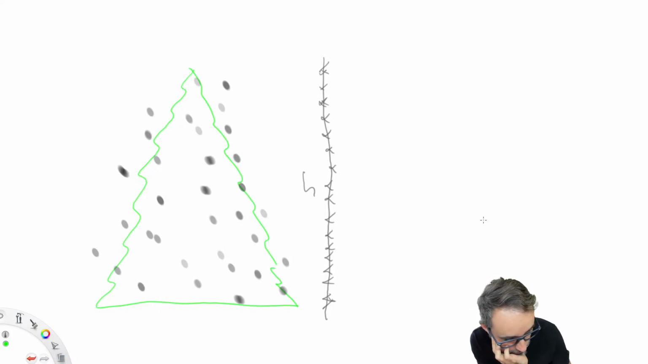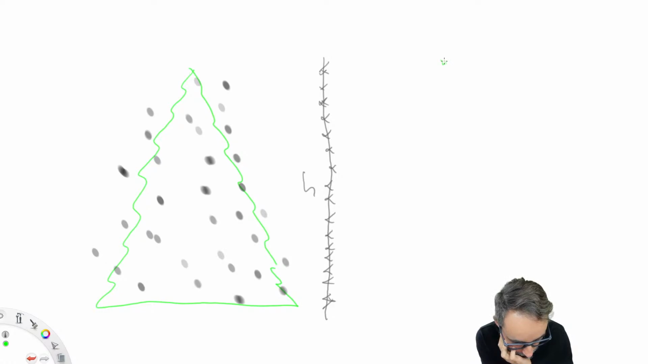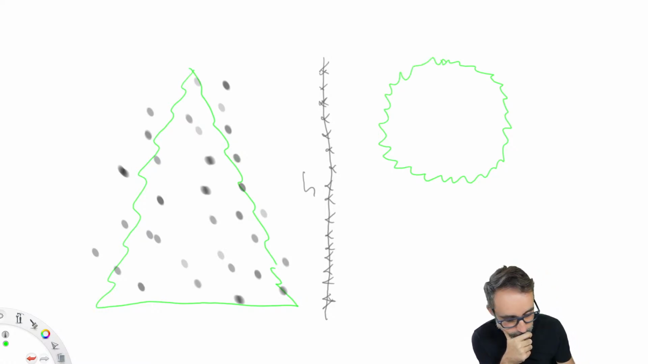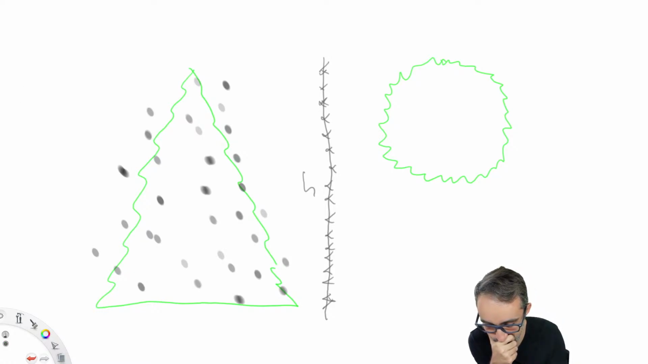so I'm going to draw the tree here. Okay. I'm going to draw a few Christmas lights. So that's going to be this one, and that's going to be this one.